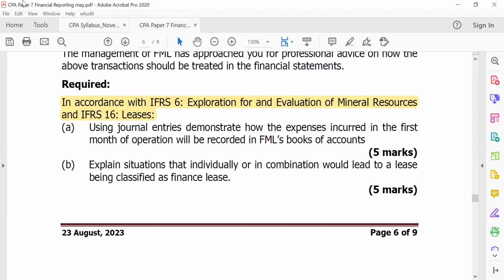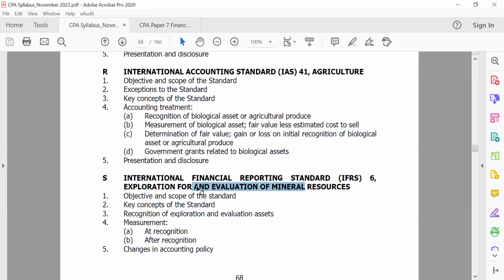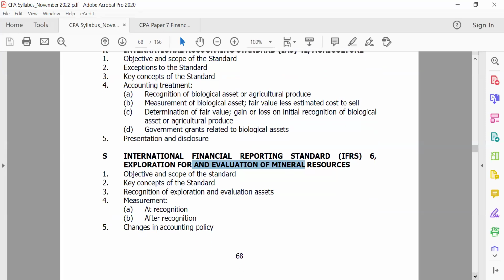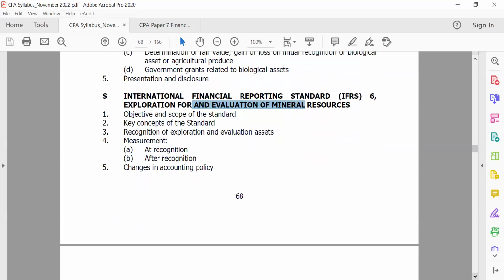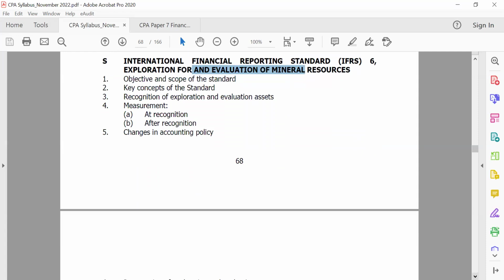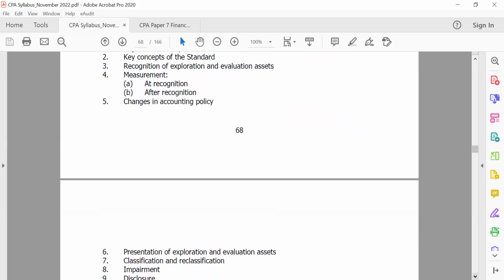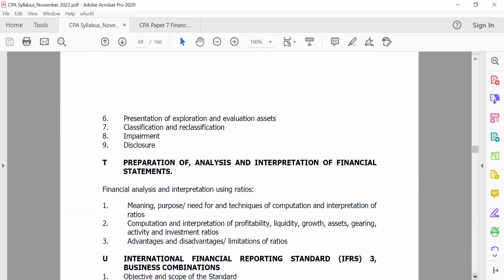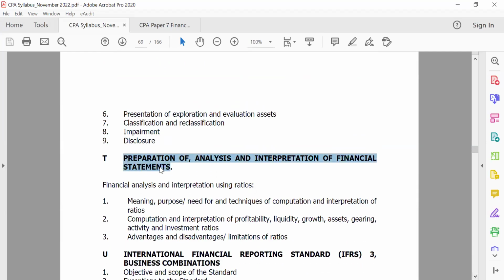Quite important. So as we can see here, this is a standard on its own. So you know that as we explore our minerals, there's a guiding standard here. And then there's now an element of, it's not a standard, but this is part of the financial interpretation and analysis. So here we're going to look at the different ratios: the profitability, the growth, the gearing, the activity, the investment ratios.